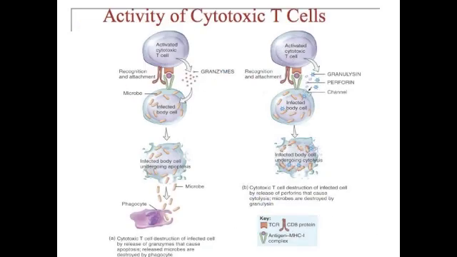The activity of cytotoxic T cells. After delivering a lethal hit, a cytotoxic T cell can detach and attack another infected target cell displaying the same antigen. So cytotoxic T cells release granzymes that trigger apoptosis and perforin that triggers cytolysis of infected target cells.